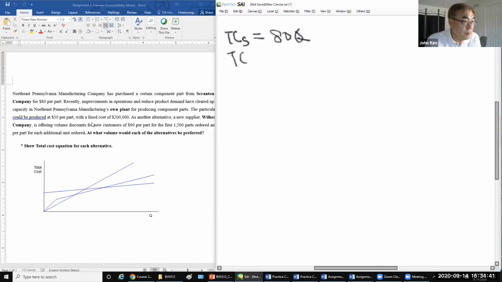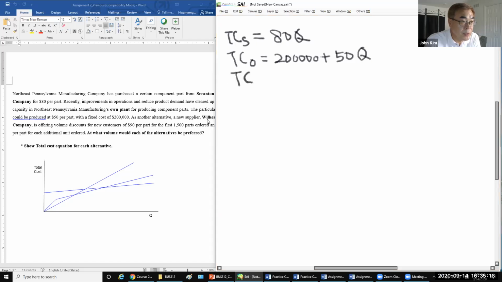And the second option, using our own plant to produce, so own. First, $200,000 fixed cost, plus variable cost of $50 per part, Q.